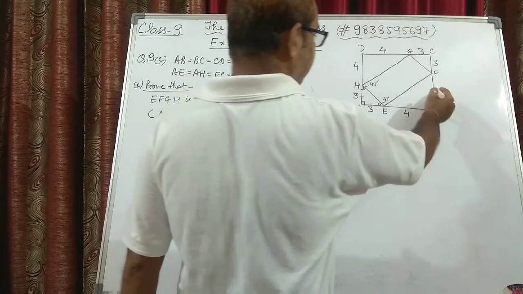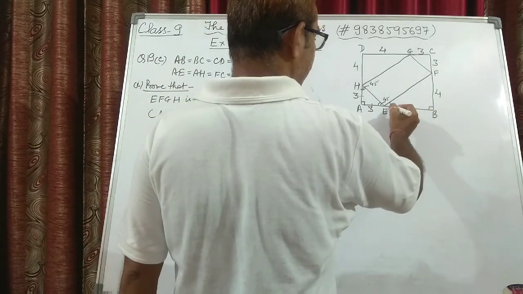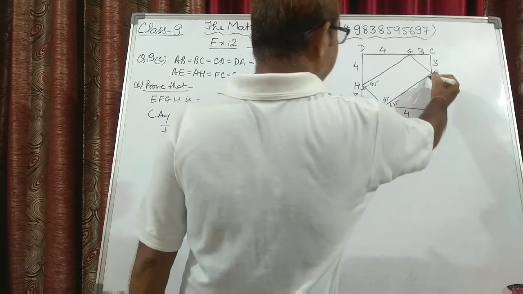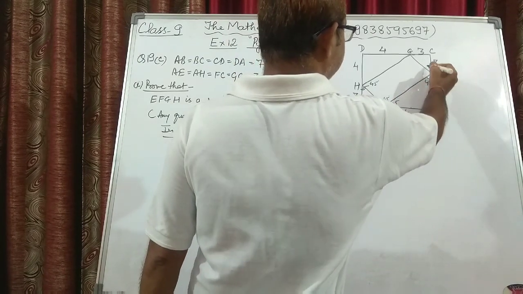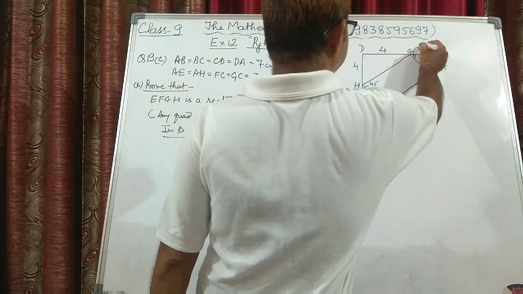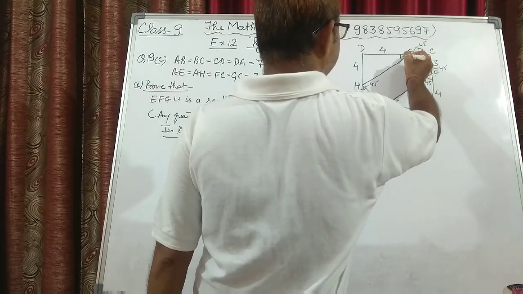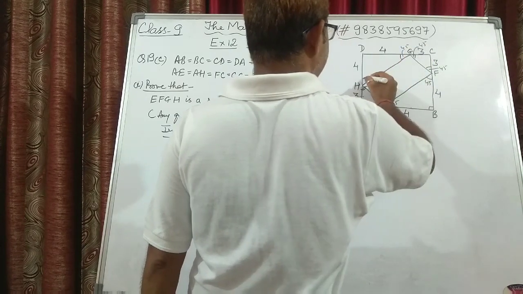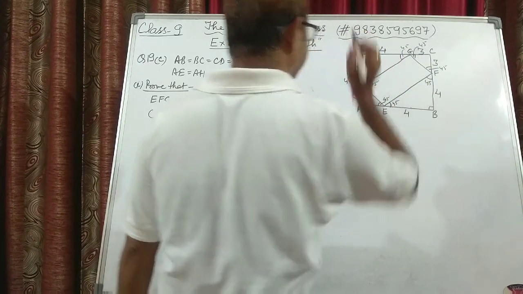Similarly, this is 4 and 4, this is 90 degrees. So this is also 45 and this is also 45. Similarly, this is 45 and again by the same concept, this is also 45. Similarly, this is 45 and this is 45 degrees.